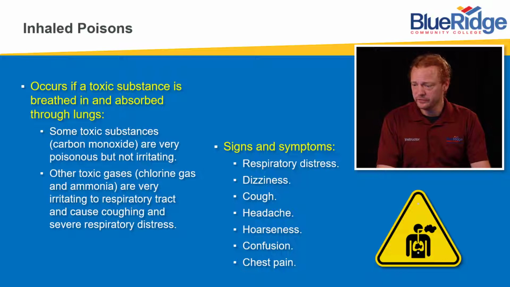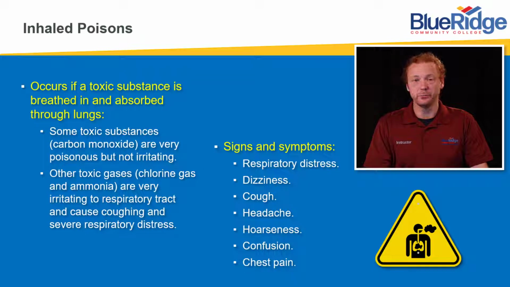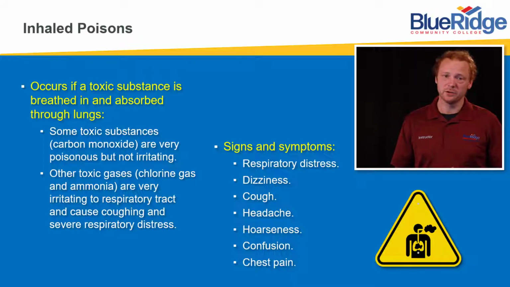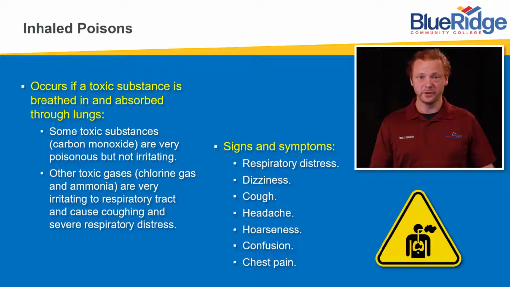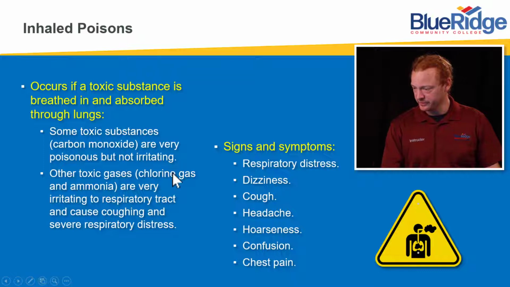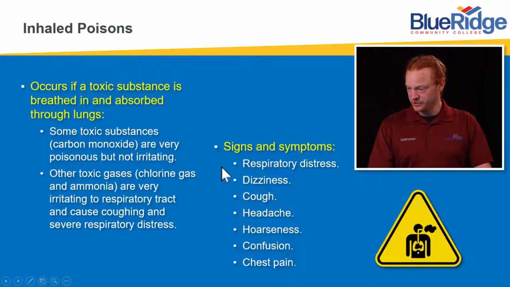So inhaled poisons occur if a toxic substance is breathed in or absorbed through the lungs. Some toxic substances, like carbon monoxide, are very poisonous but not irritating. Other toxic gases like chlorine gas and ammonia gas are very irritating to the respiratory tract, cause coughing and severe respiratory distress. So some of the signs and symptoms are here on your screen. In addition to respiratory distress, you have dizziness, cough, headache, hoarseness, confusion, and chest pain.